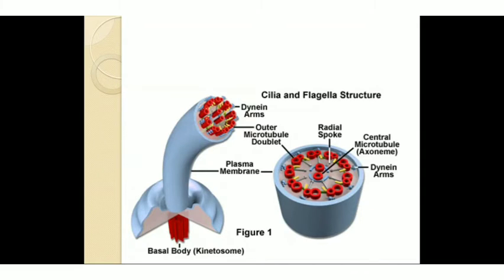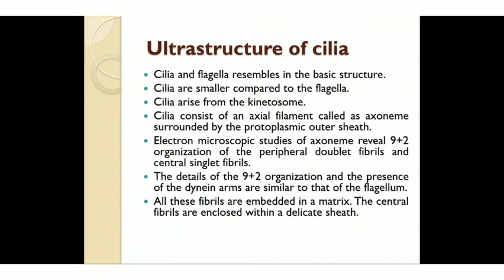Okay, I hope you have got the structure. Let's move to the next part. Here again the structure is explained. The cilia and flagella are basically similar in structure. The only difference is that cilia are smaller as compared to the flagella, and cilia arise from the basal body, which is also known as the kinetosome.